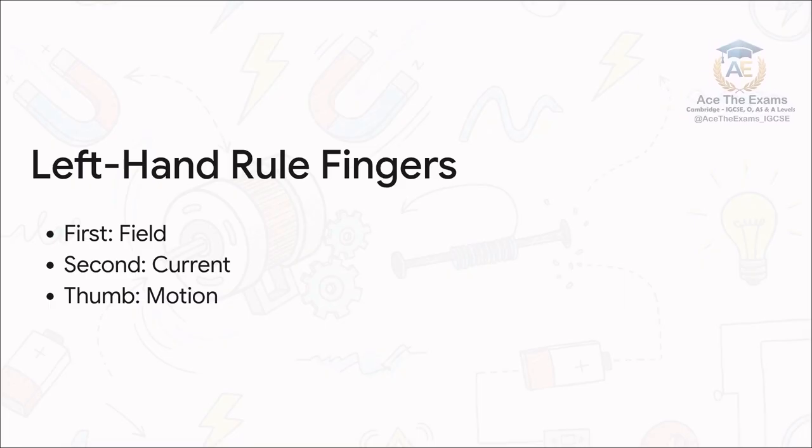Your first finger represents the magnetic field, always pointing from north to south. Your second finger represents the current. Once you line those two with your system, your thumb will automatically point in the direction of the resulting motion, or force. It's a foolproof way to calculate the motor effect in 3 dimensions.